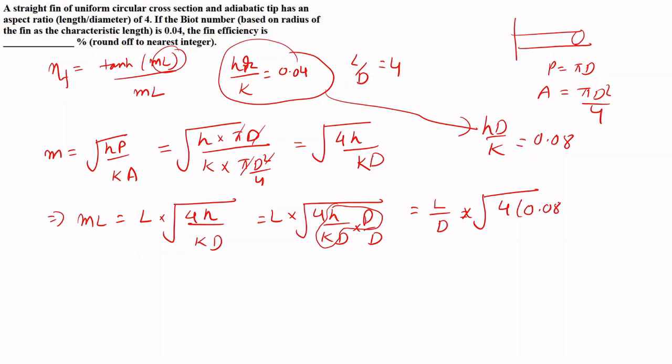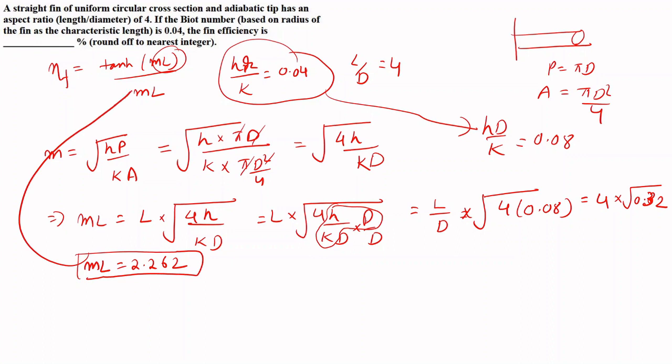I am already having hD upon k as 0.08, and L by D I am having as 4. So 4 into under root of 0.32 is my ml. So you can calculate this, and the ml value will come around, I think, 2.262.